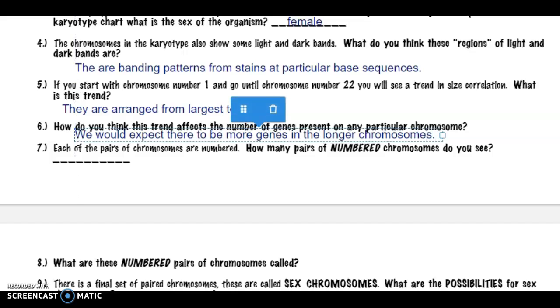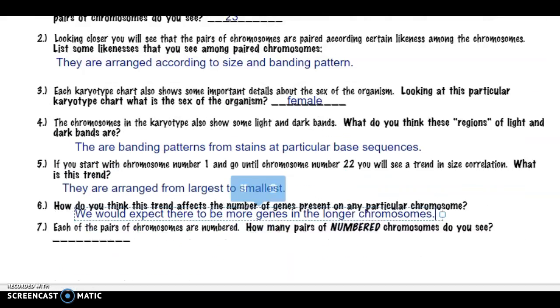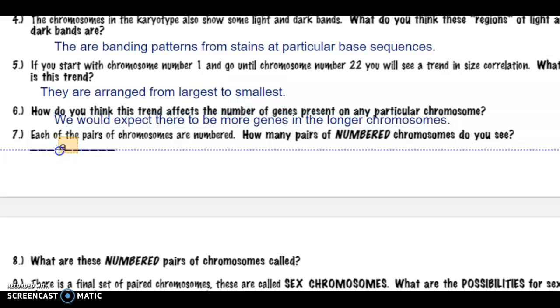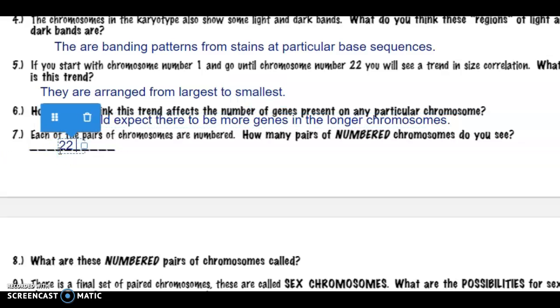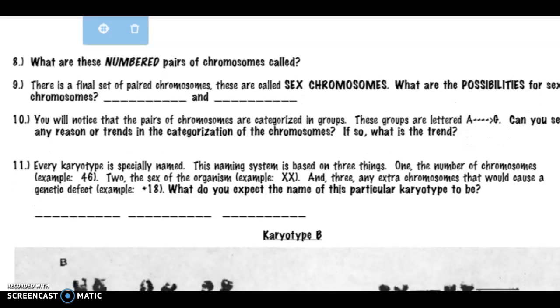Number 7 says each pair of chromosomes are numbered. How many pairs of numbered chromosomes do you see? Well, we have 1 through 22. So there are 22 pairs of numbered chromosomes, and then our 23rd pair is labeled as XY. So there are 22 numbered pairs. And what are the numbered pairs called? We call those autosomes.